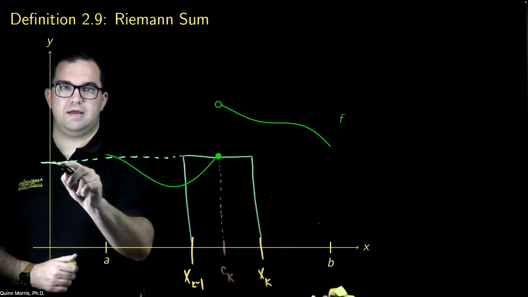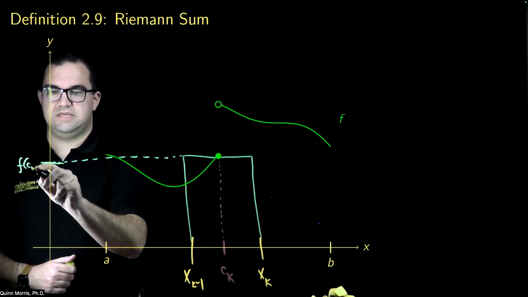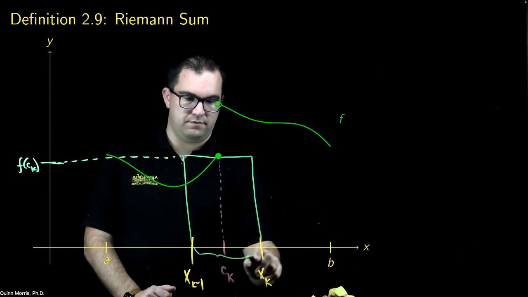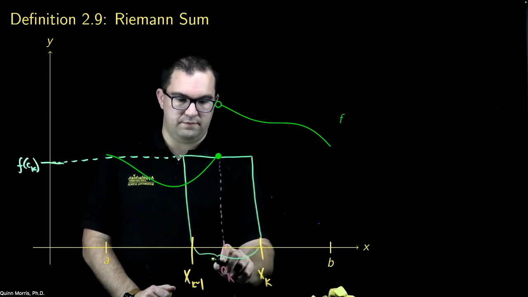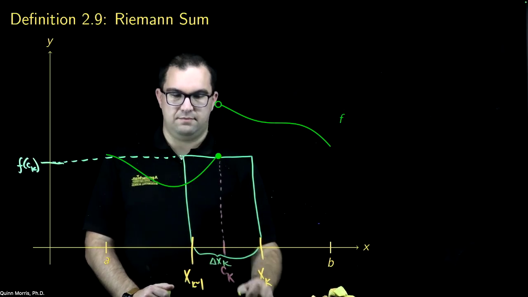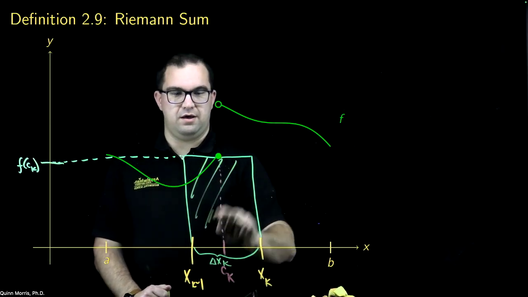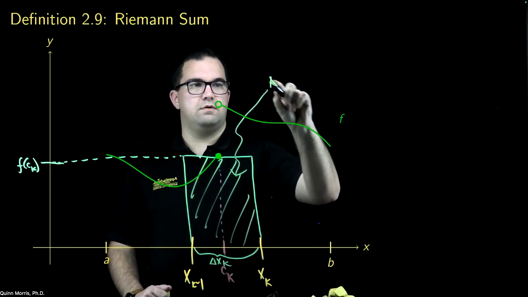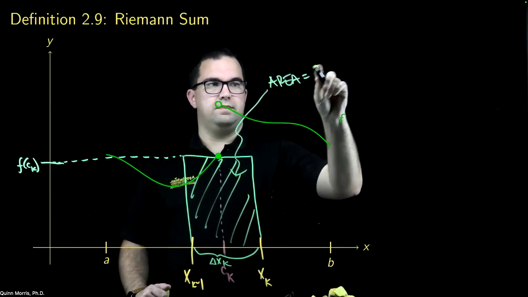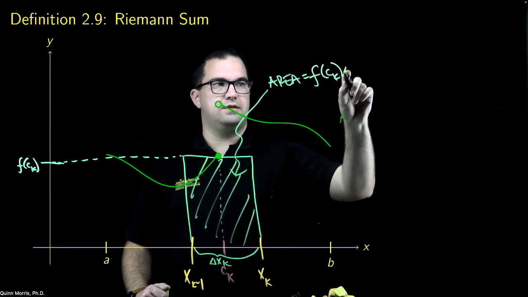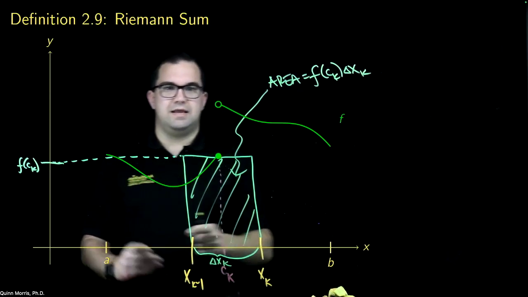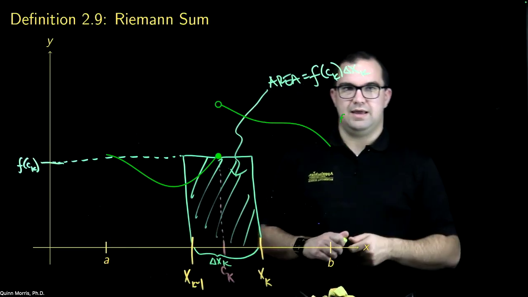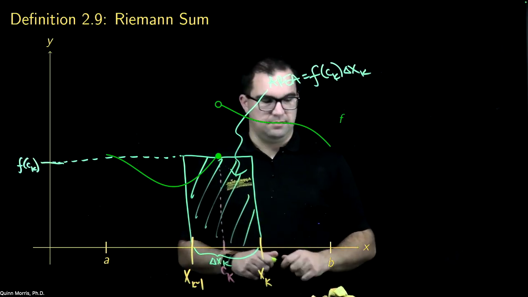If I come over here and look at this height, this is going to be f of c sub k, right? This base here is delta x sub k, right? And so the area of this one rectangle is f of c sub k times delta x sub k. And again, we do that for each little piece of our partition, and then add them all together. That's how we get the Riemann sum.